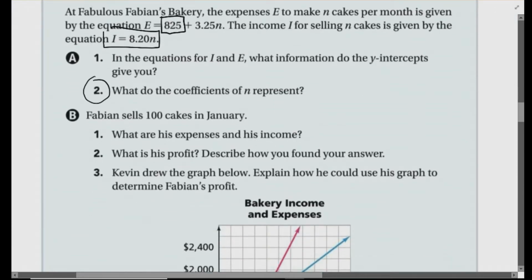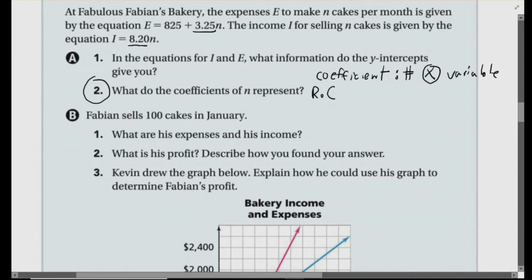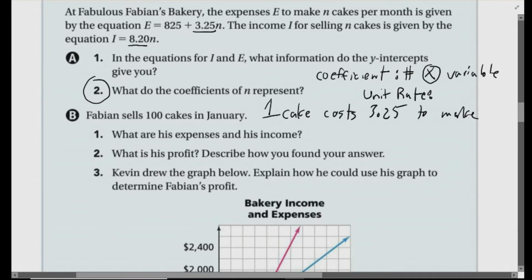If you take a look at A2 now, the coefficients of n, and as we see on our word wall, the coefficient is basically a number multiplying a variable. In this case, we see two numbers, 8.20 and 3.25, and each of these represents one of two things. You can say it represents a rate of change, or it can represent a unit rate. And to specify on the unit rate, this means one cake costs 3.25 to make, and one cake also brings $8.20 in profit.